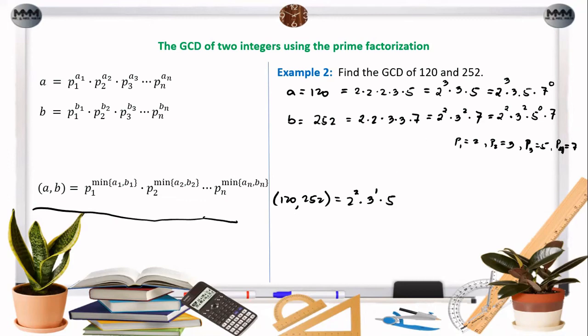Take note here, the exponent here is 1. We have 0. The minimum is, of course, 0. Then times 7, the minimum is 0. So we have here 4 times 3 times, of course, this is 1. Hence, the GCD of 120 and 252 is equal to 12. Follow? As simple as that.